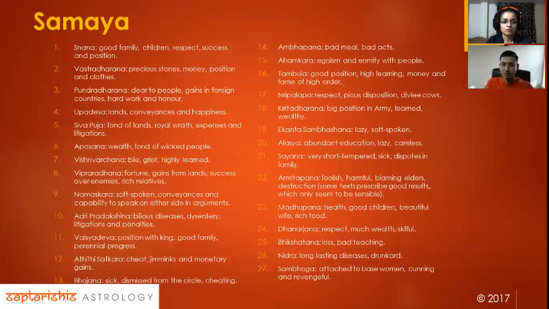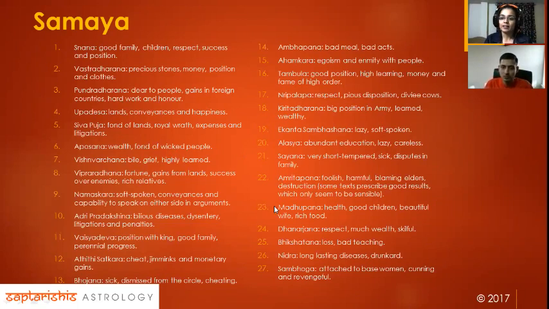So let's say if the remainder is 1, which means Nana is the Grah Samaya, and the results indicated by this Samaya are good family, children, respect, success, and position. And if the remainder is 0, which means the Samaya is 27, it is Shambhog, which is attached to base woman, cunning, and revengeful. Likewise, we need to identify the Samaya for that Graha, and based on that, you can easily identify the key themes from this particular table.